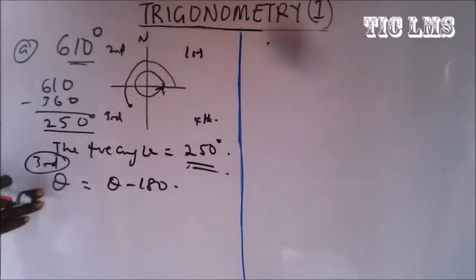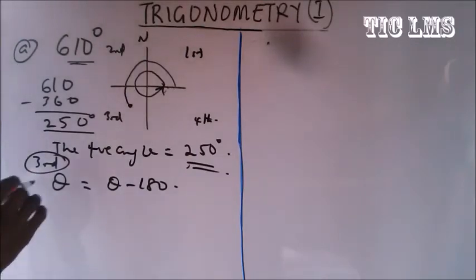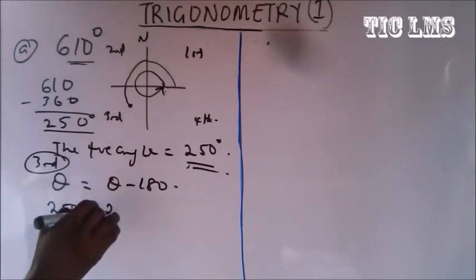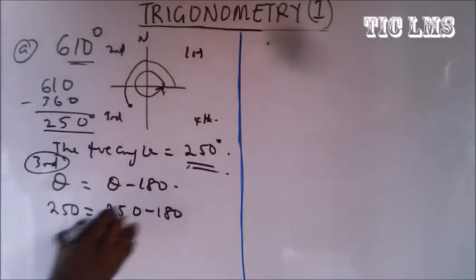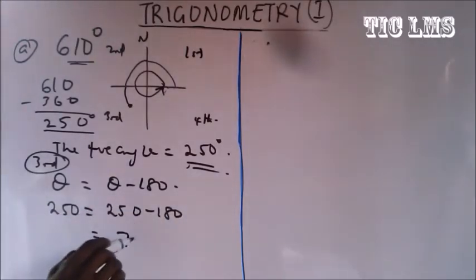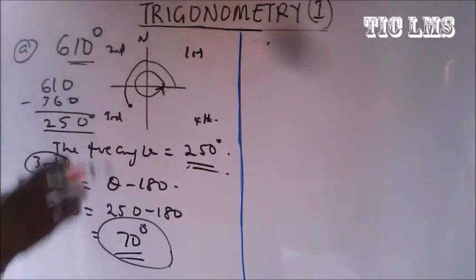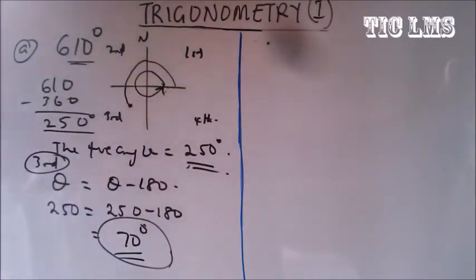So if we want to put a sign here, we will say that sine theta equals sine theta minus 250 at the third quadrant. And so for this, our theta is 250. So theta equals 250 minus 180. And that would give 70 degree. Hence, this is the equivalent acute angle of 250 degree and 610 degree.